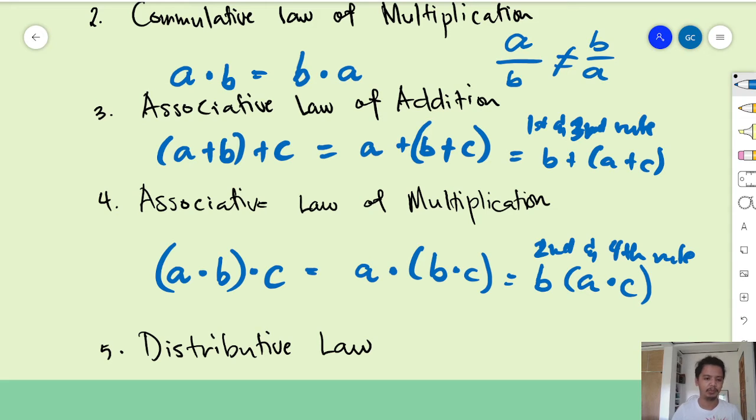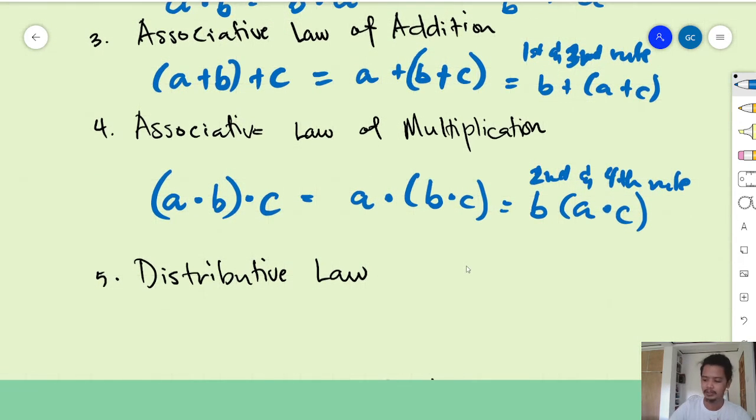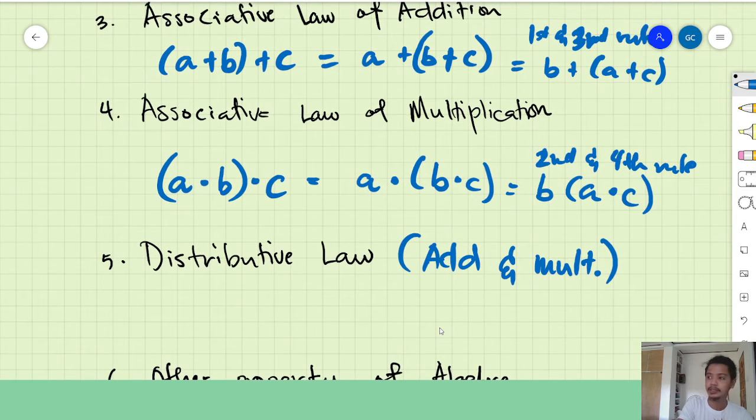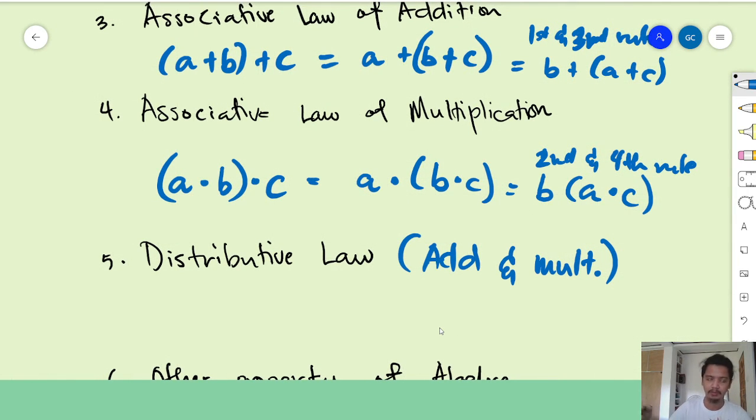Yung associative at commutative natin, pinagsama natin sila. Okay? And lastly is just a combination of addition. This is actually for addition and multiplication. Okay? So, sa distributive law, it follows a certain point or form.